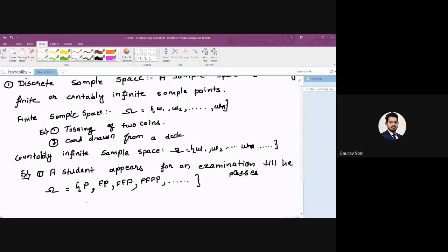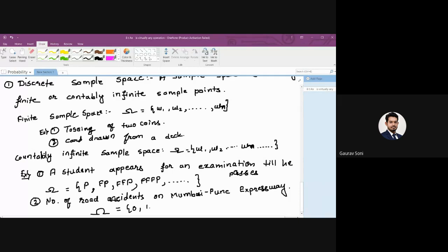Yes, sir. Yes. Second is the number of road accidents on the Mumbai Pune Expressway. The sample space is going to be 0, 1, 2, and so on. Okay, this can be counted, but there is no final count to this.